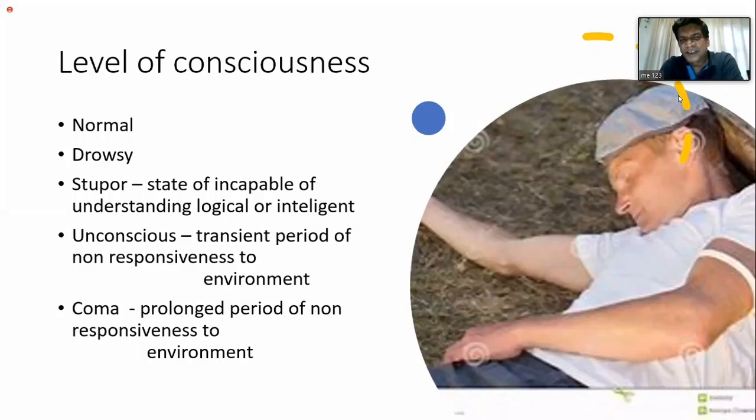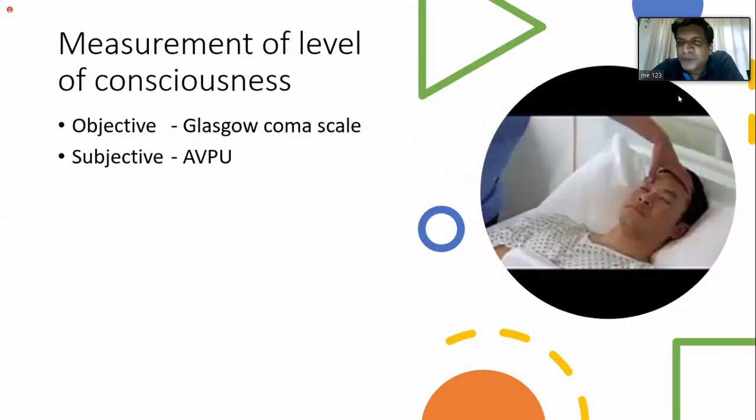Any questions about that? You will find the words stupor, drowsy, unconscious, coma when you work in the wards. So you should know the meaning of these words, and you should be able to tell the patient's condition according to this classification, whether it's stupor, unconscious, coma, or drowsy. And how do you measure the level of consciousness? That's the important thing, right? So if a patient is unconscious or has a decreased level of consciousness, you should be able to tell how much he is unconscious, right?